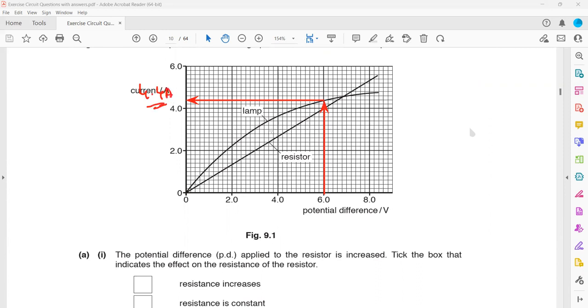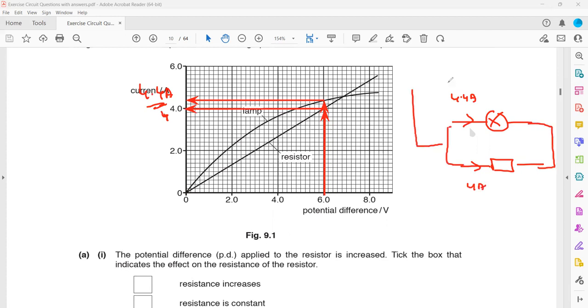And when the voltage is 6, what is the current in the resistor? That is about 4. And both are connected in parallel. So there is a lamp. The lamp was having 4.4 ampere, and there is a fixed resistor. The fixed resistor was receiving 4 ampere. The question is, how much current flows from the supply? So what will be the current from the supply?